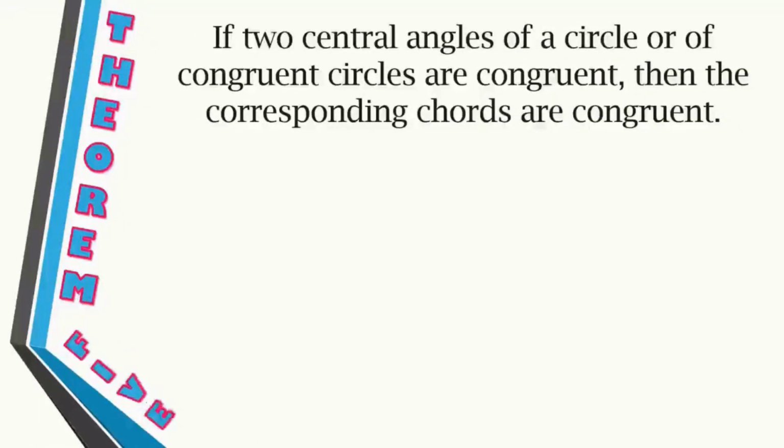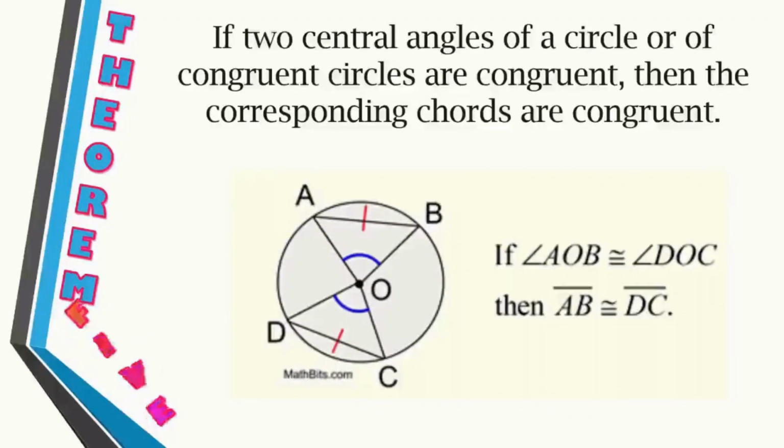Theorem number 5. If two central angles of a circle or of congruent circles are congruent, then the corresponding chords are congruent. So, in circle O, if angle AOB is congruent to angle DOC, then line segment AB is congruent to line segment DC. Remember, etong red line, that is the symbol of congruency.